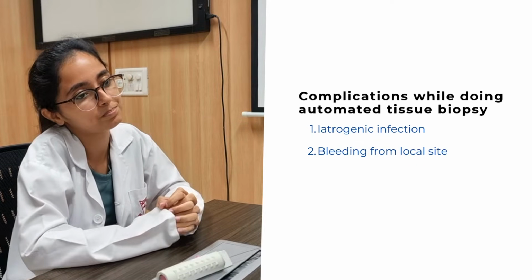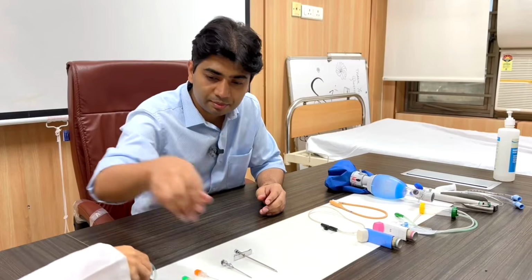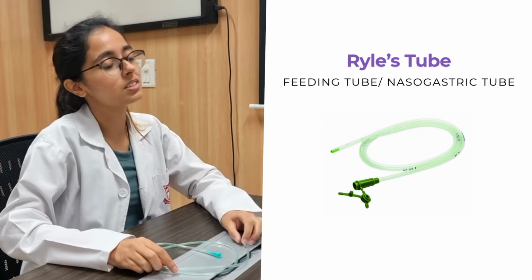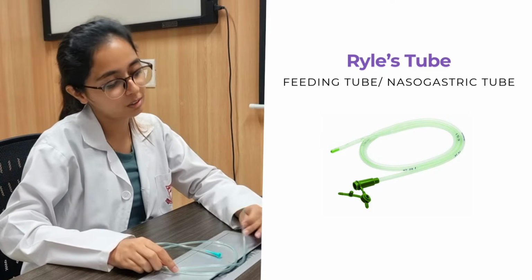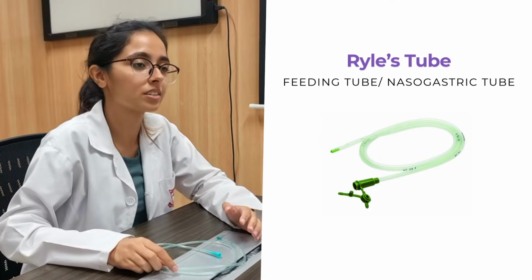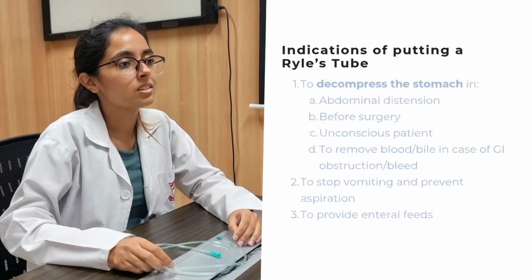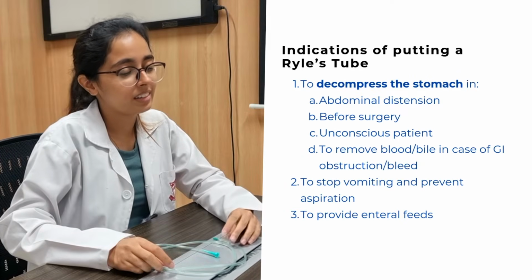Right. So identify this tube. Sir, this is a Ryle's tube, or we can also call it a feeding tube or a nasogastric tube. Okay, and what are the indications of putting a Ryle's tube in a patient? Sir, it can be used to provide enteral feeds.